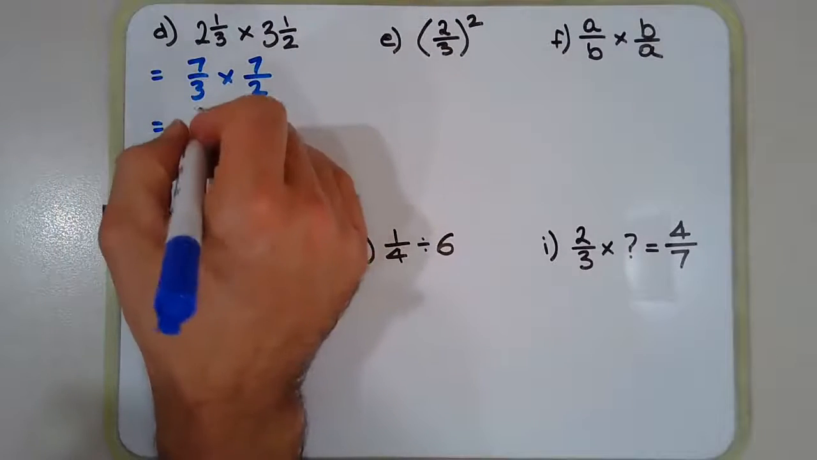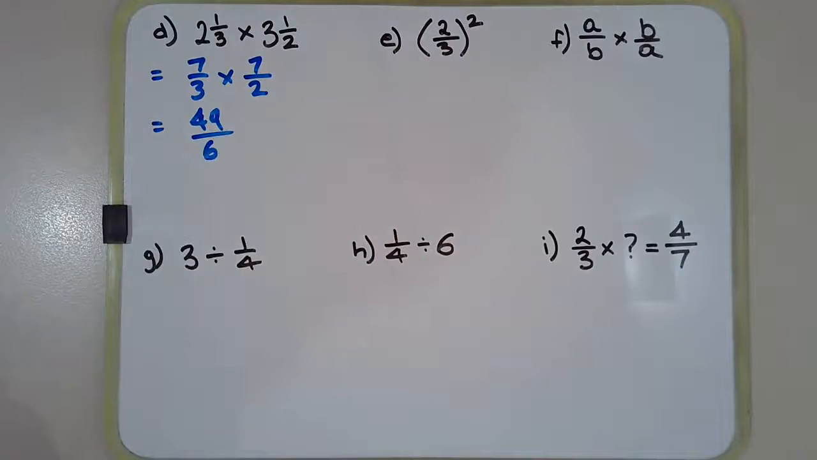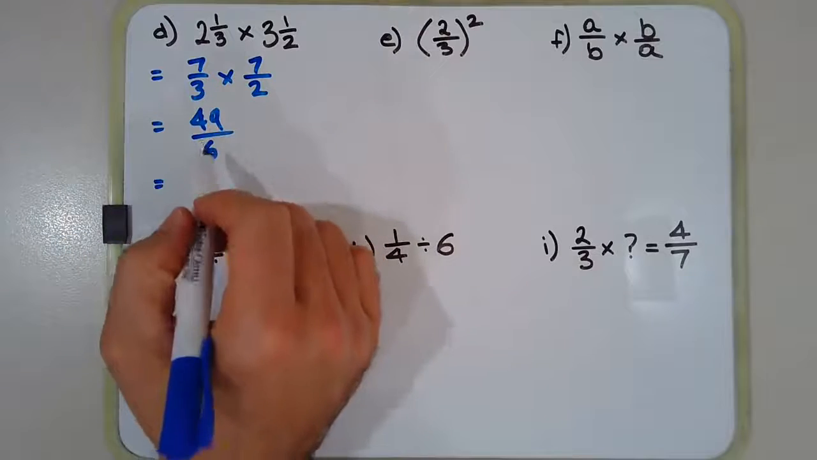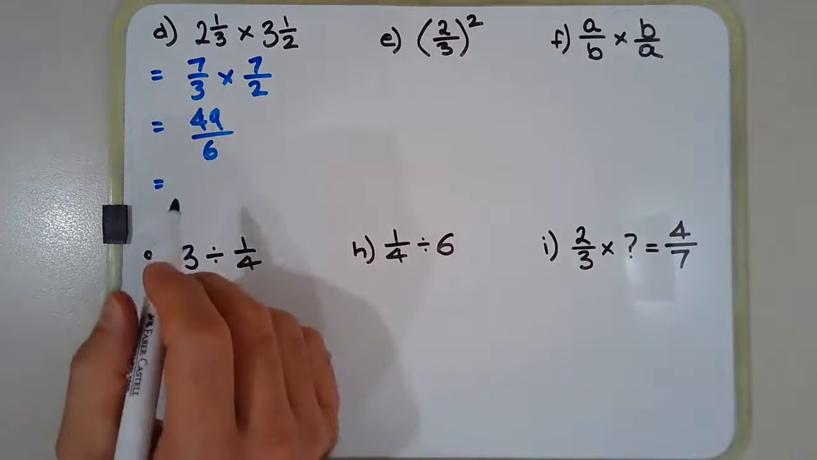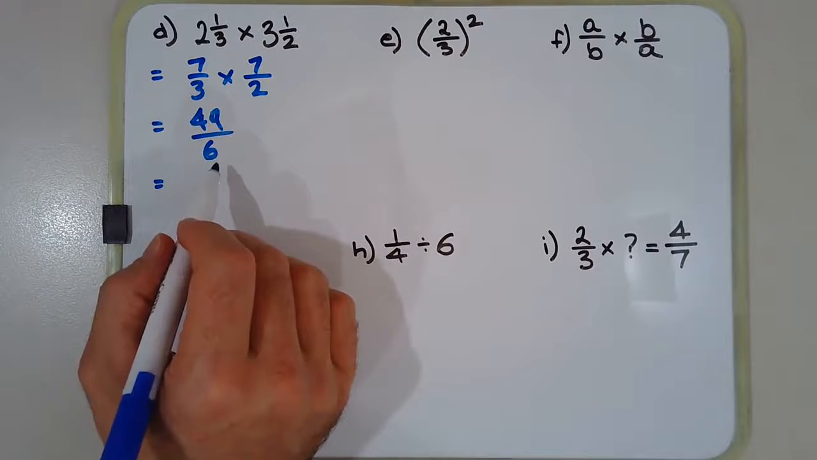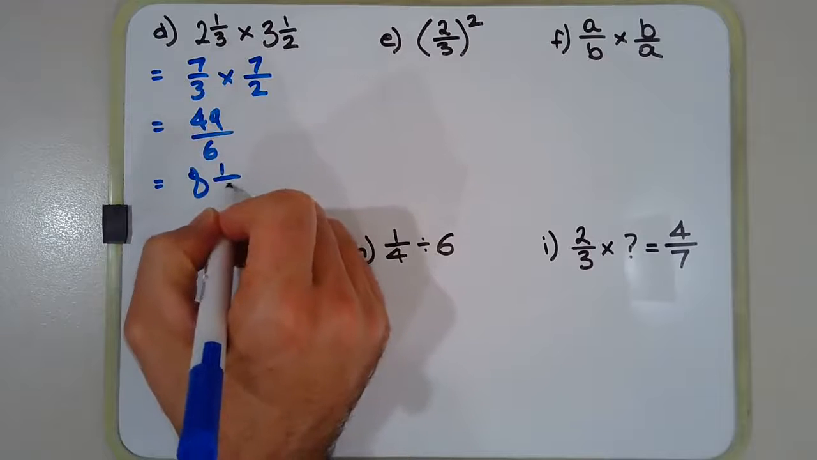Okay, now we multiply across. 7 times 7 is 49, 3 times 2 is 6. This is an improper fraction yet again, so let's convert this into a mixed numeral. Okay, 6 into 49, if you know your times table, should go 8 times. Why is that? 6 times 8 is 48. Okay, so that goes 8 times, remainder 1. And it's going to be 1 over 6.